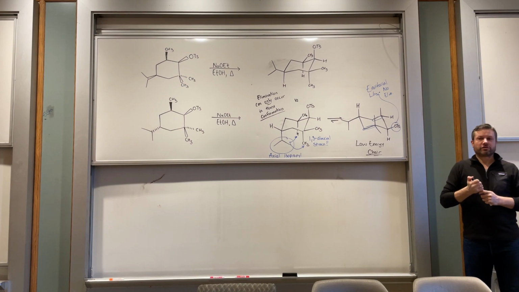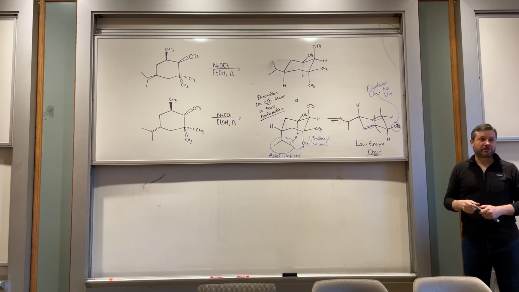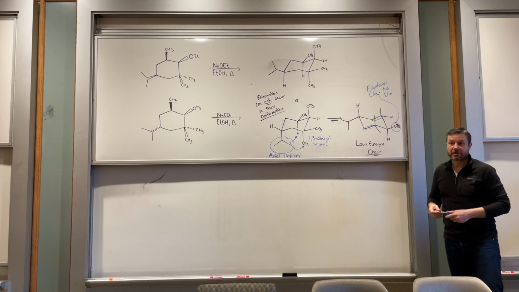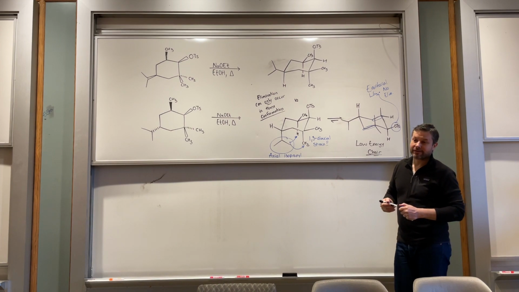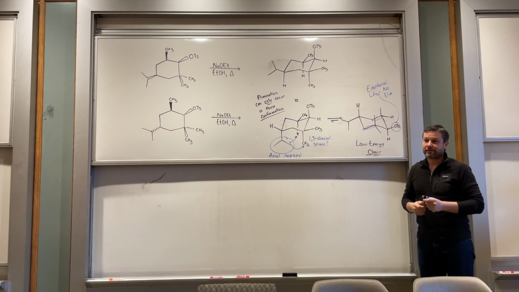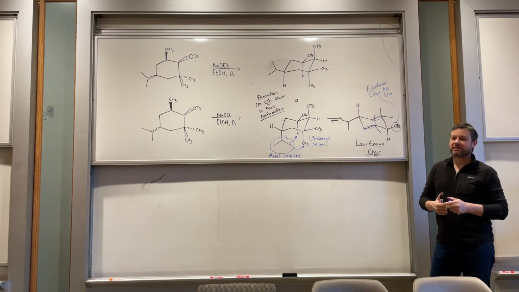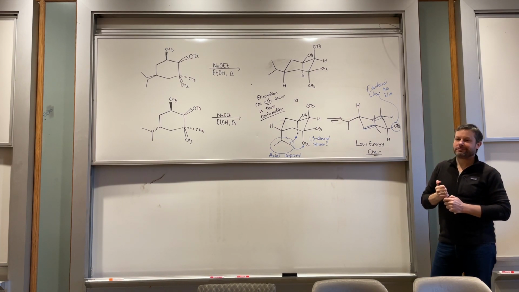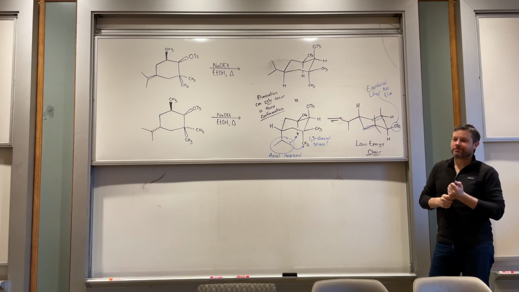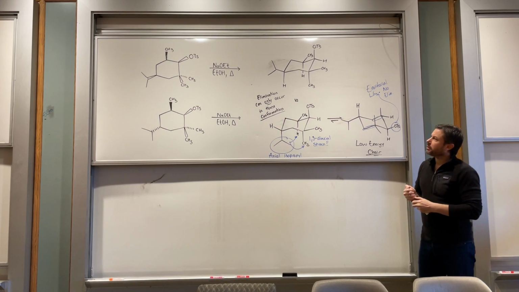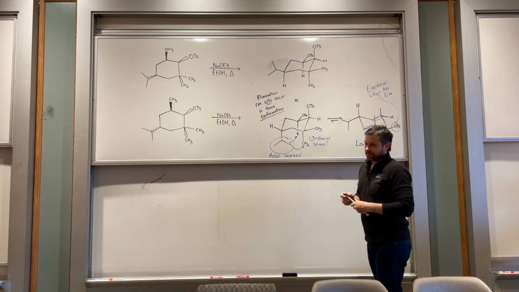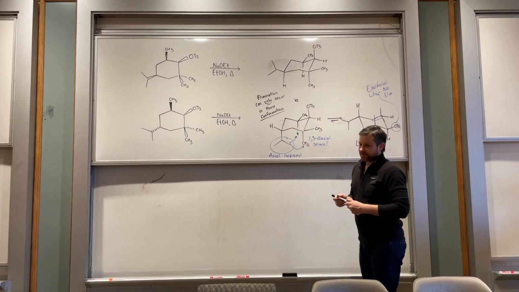So to answer the question, which elimination is going to take place at a faster rate? The top one. Yeah, why? Because you won't have the 1,3 diaxial strain caused by the isopropyl group. Okay, why is that important? Because then the hydrogen would be more readily available to donate its electrons.